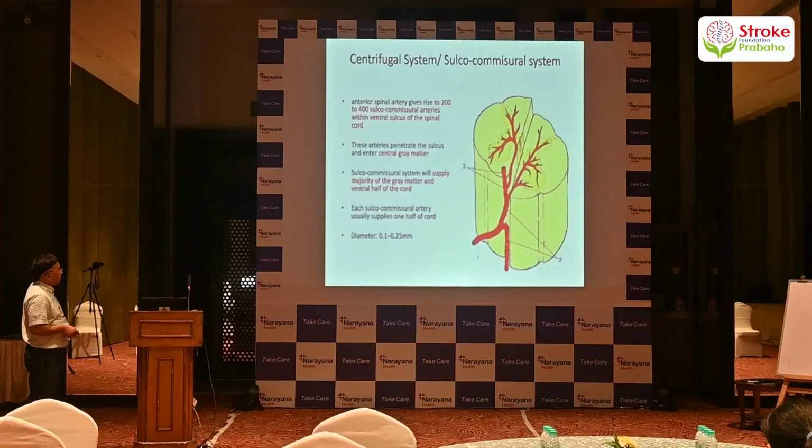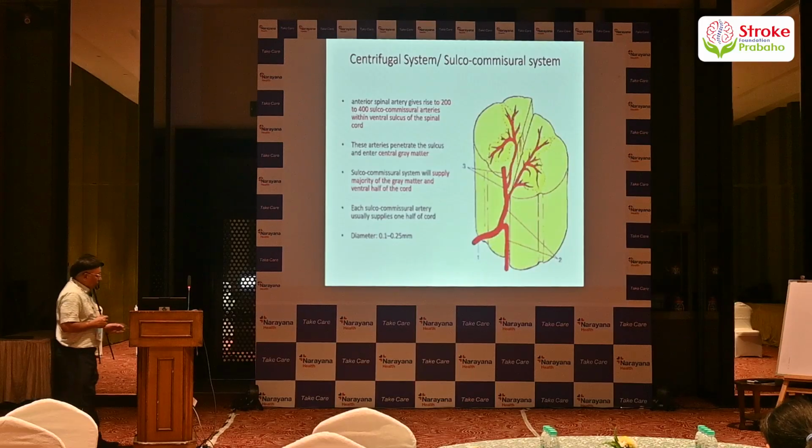So this is the ventral spinal axis, this is the radiculomedullary artery, and these are the sulcocommissural arteries. These sulcocommissural arteries are two, one for the right side, one for the left side. And there are around 200 to 400 commissural arteries within the ventral sulcus of the spinal cord. So this is the ventral sulcus, and these are the sulcocommissural arteries. They are in the gray matter of the spinal cord, and they supply the majority of the gray matter as well as the ventral half of the spinal cord. They are very thin, the diameter is only 0.1 to 0.2 millimeter.